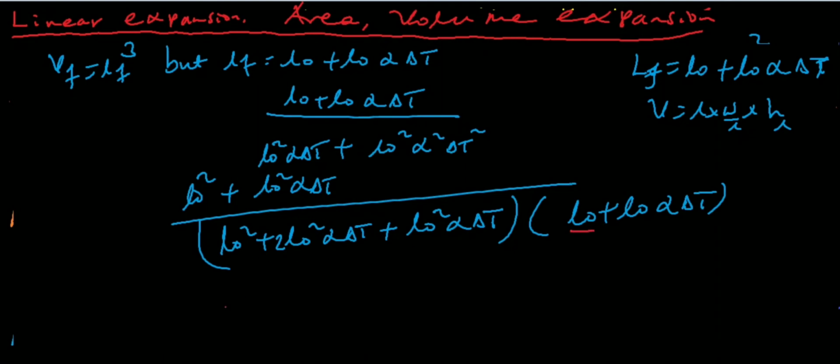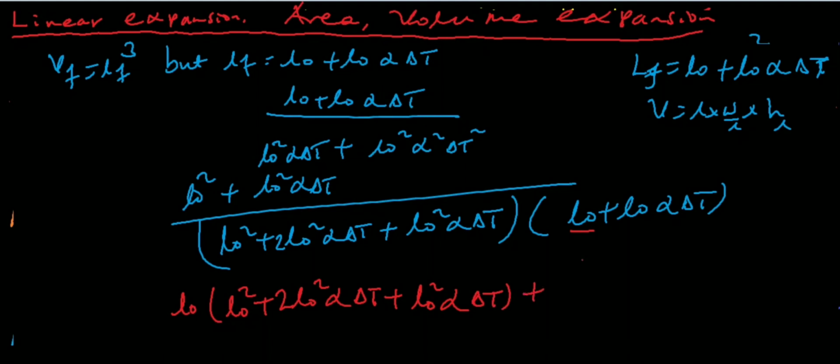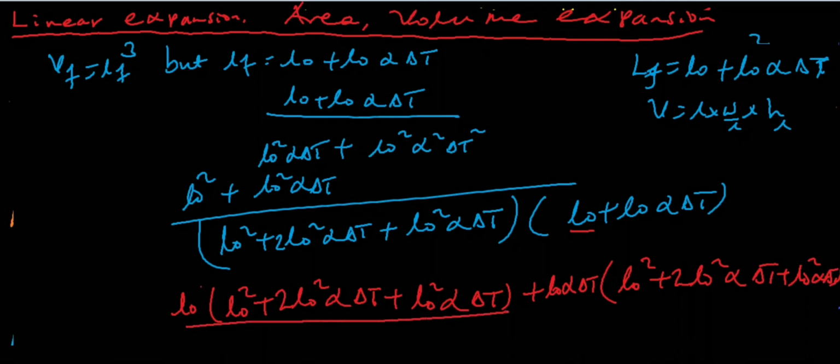This times this number. This is L naught square plus 2 L naught square alpha change in temperature plus L naught square alpha change in temperature, plus this one, L naught alpha change in temperature, into L naught square plus 2 L naught square alpha change in temperature plus L naught square alpha change in temperature. Now let's finish this one.